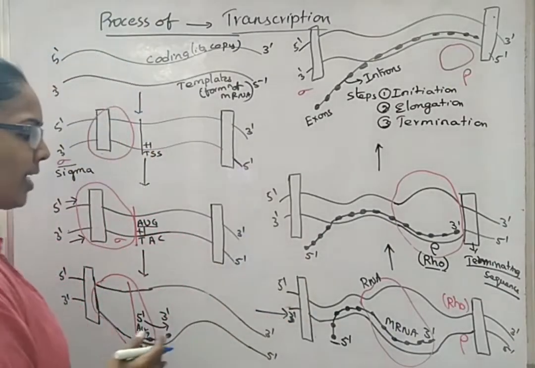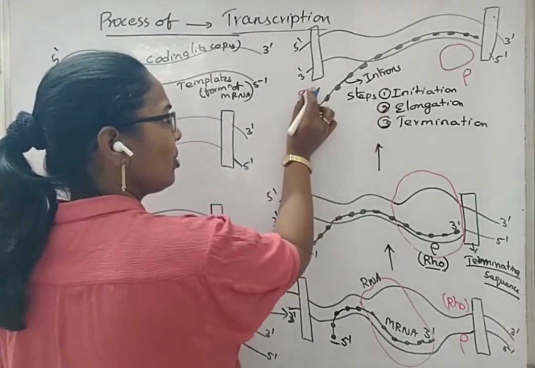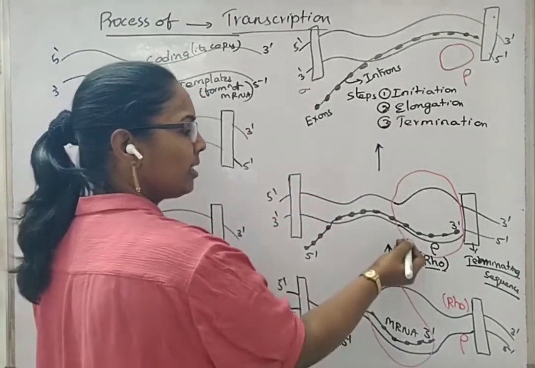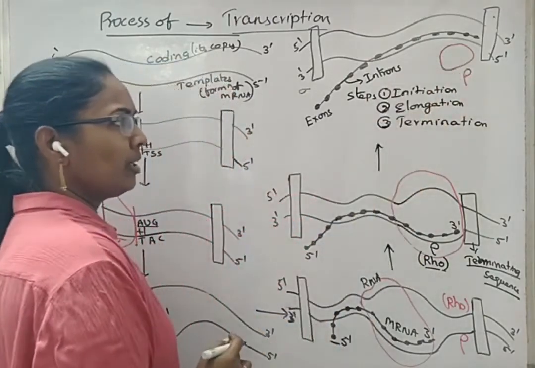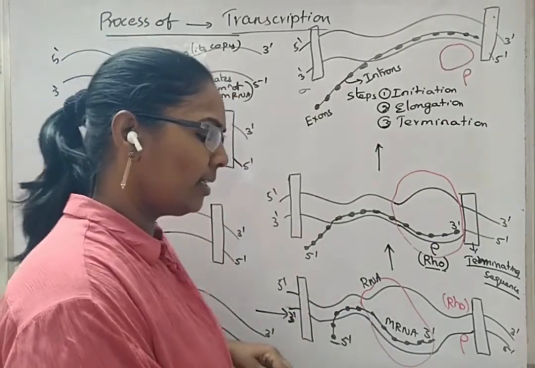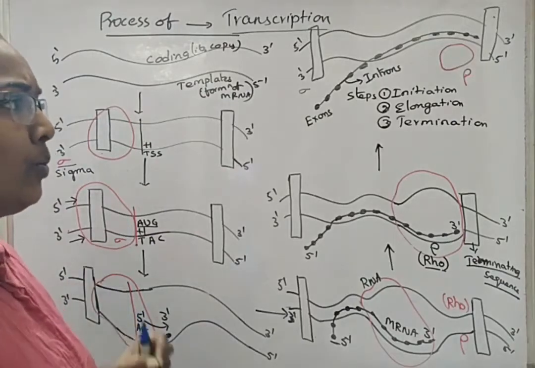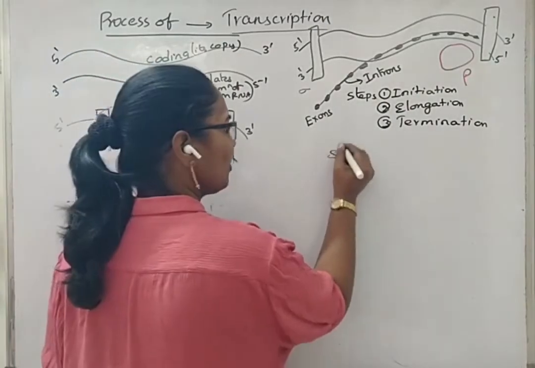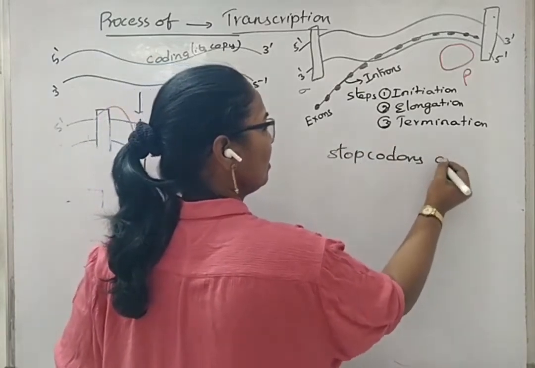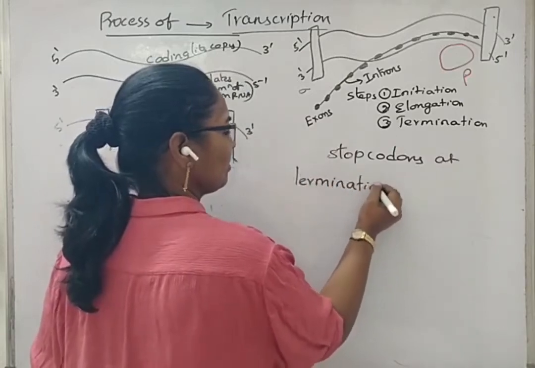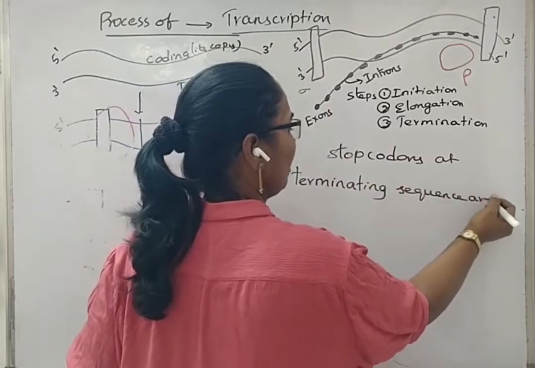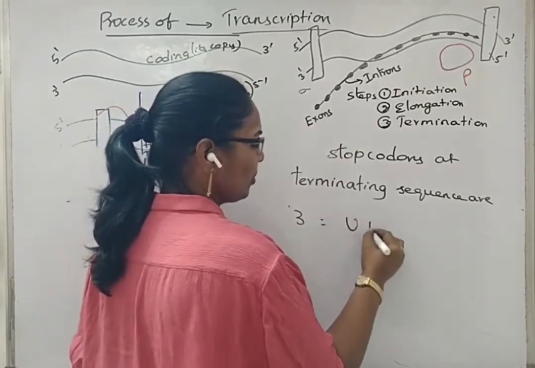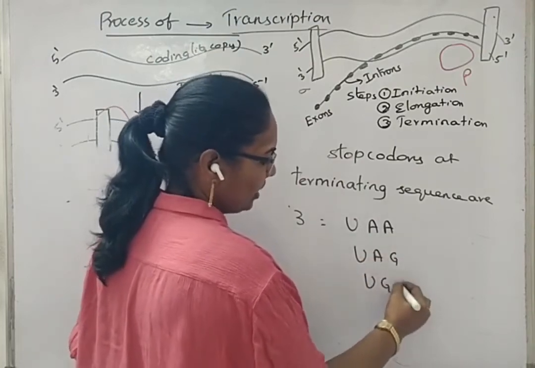So finally, in the transcription process we have finished 3 important steps: initiation because of the sigma factor which is attached to the RNA polymerase, elongation by the RNA polymerase alone, and termination with the help of the rho factor which is bound to RNA polymerase when it has reached the terminating sequence. When the RNA polymerase has reached the terminating sequence, at that point there are 3 different types of stop codons. What are they? Stop codons at the terminating sequence are 3. What are those 3? The terminating codons are nothing but UAA, UAG, UGA.